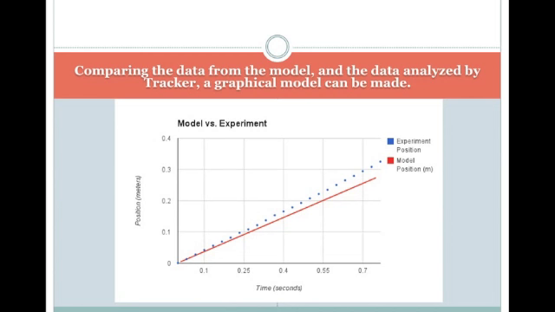Accurate comparisons can be made between the ball and the model by constructing position versus time graph in Google Sheets. Here we can see very similar graphs, however they do not line up directly. Potential sources of error will be discussed later in the video.